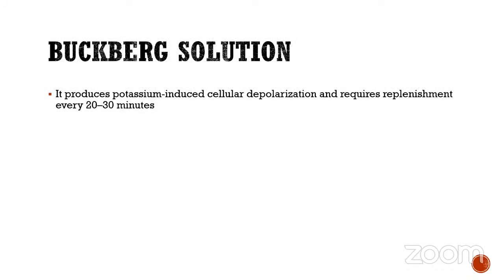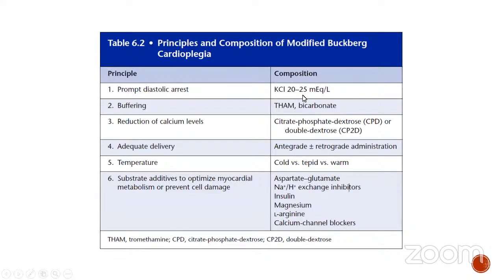The buckberg solution is one that is mixed with blood. It produces potassium-induced cellular depolarization and requires replacement about every 20 to 30 minutes. It contains about 20 to 25 milliequivalents of potassium chloride. We can use THAM or bicarbonate as buffering agents. We can add citrate, CPD or CP2D, as another additive. It can be delivered either antegrade or retrograde. The temperature of this solution can be given as cold, tepid, or warm cardioplegia, and other additives can be added, including aspartate, insulin, magnesium, arginine, or calcium channel blockers.